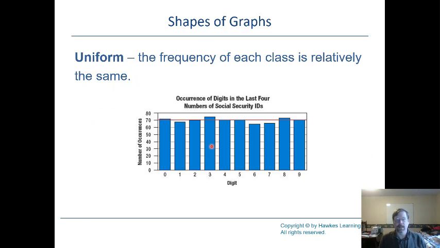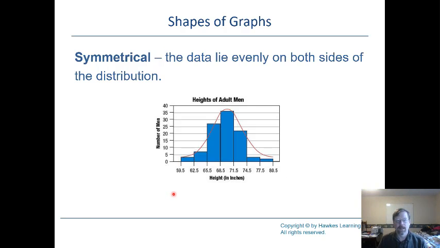So here's a nice example of a uniform graph. You can see it's not all exactly the same, but it's reasonably flat all the way across. It's pretty uniform. You can have a graph that's symmetrical, like so. Again, you can see that it's not exactly 100% absolutely symmetrical, but the general trend of what's happening on each side is the same.